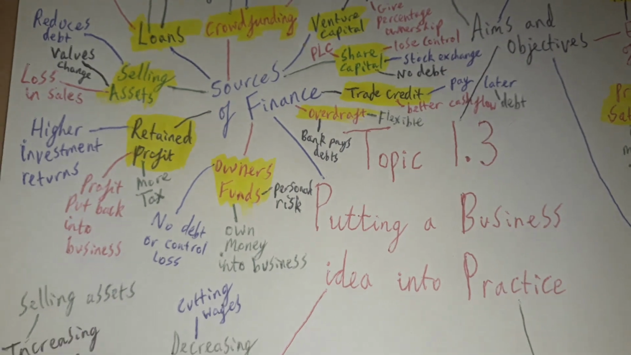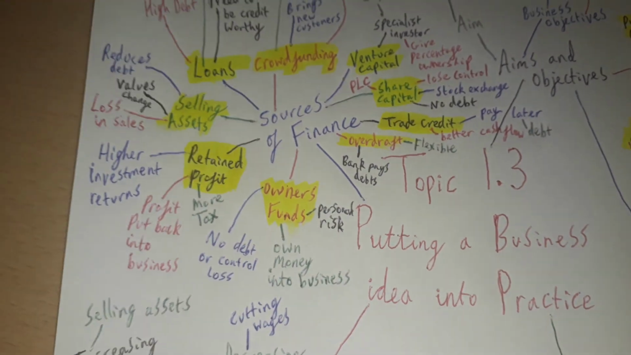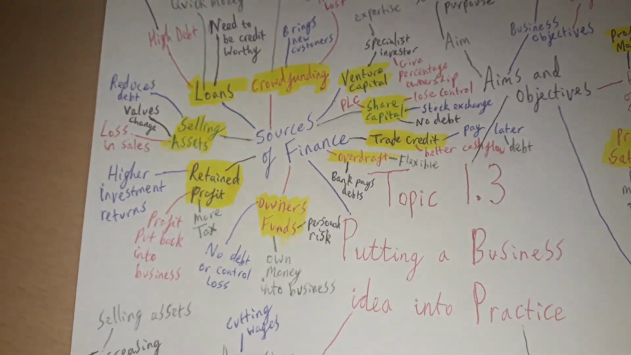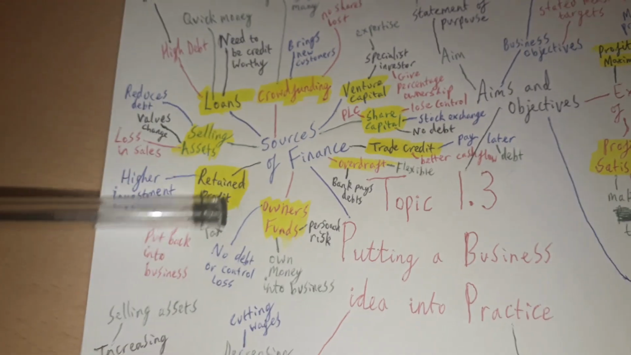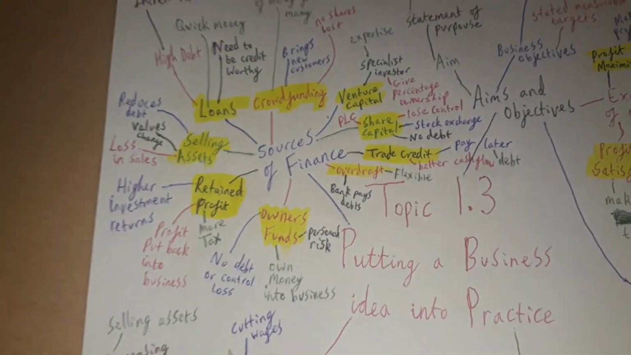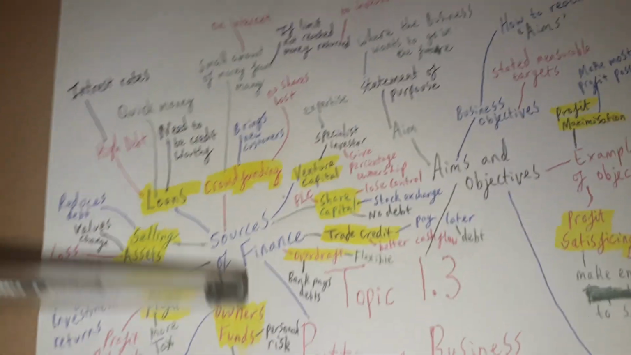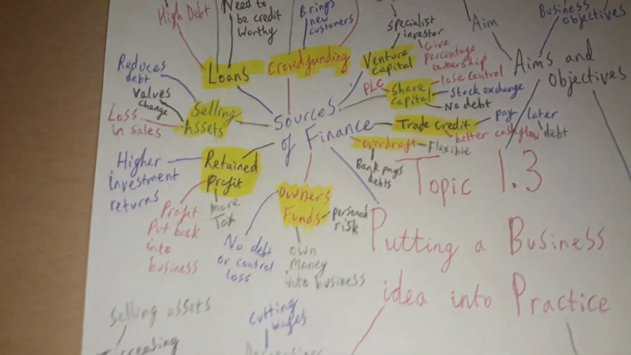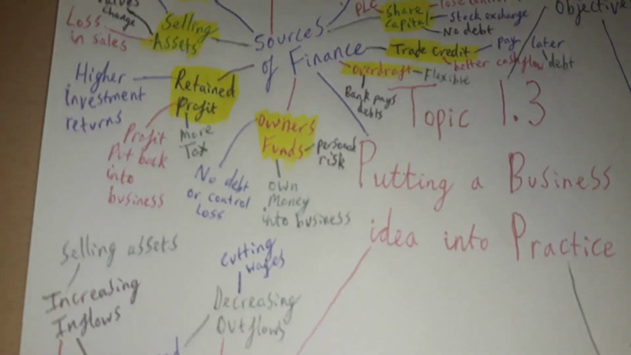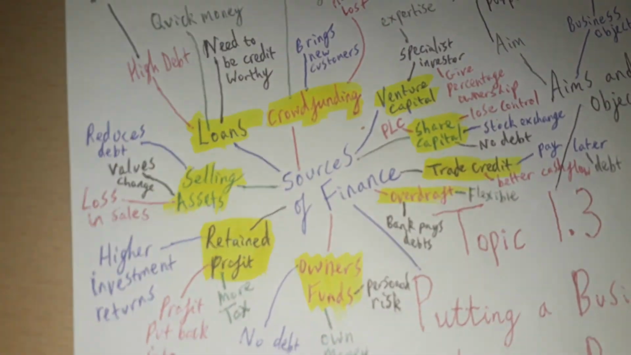One of the main ways of this is by using owners' funds. It's where the entrepreneur puts their own money into the business. And yes, the good thing about it is that they don't get into any debt or lose any control. However, it does place great personal risk on them, as they're risking their own finances for this idea they believe in, which very likely might not take off.